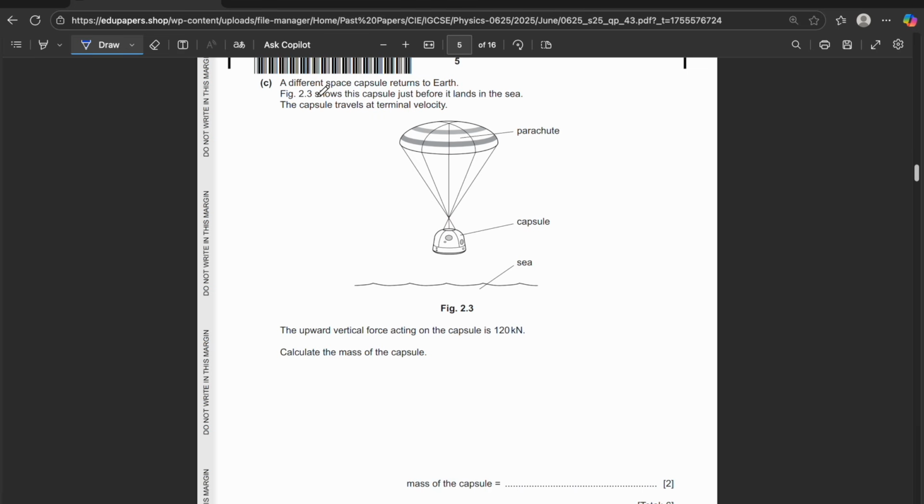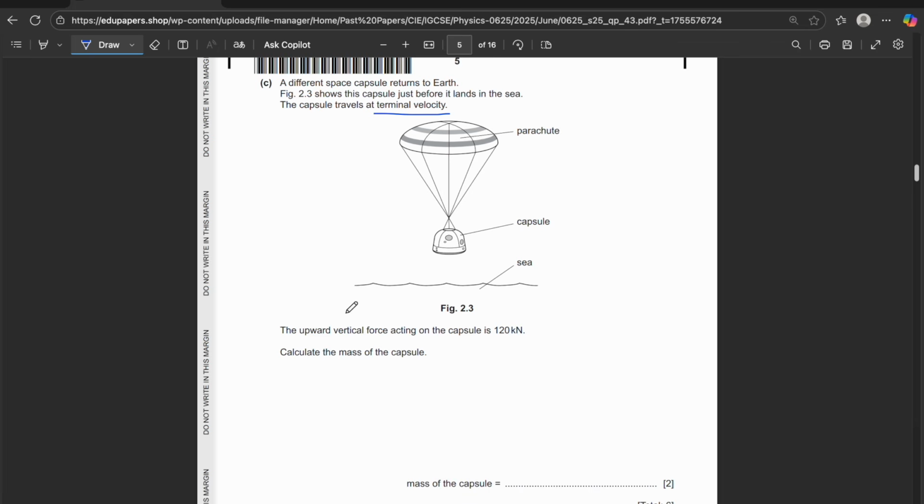c. A different space capsule returns to Earth. Figure 2.3 shows this capsule just before it lands in the sea. The capsule travels at terminal velocity. So the question is saying that there is no acceleration, and that all the forces acting on this will cancel out, because there will be no resultant force. The upward vertical force acting on the capsule is 120 kilonewtons. Calculate the mass of the capsule.